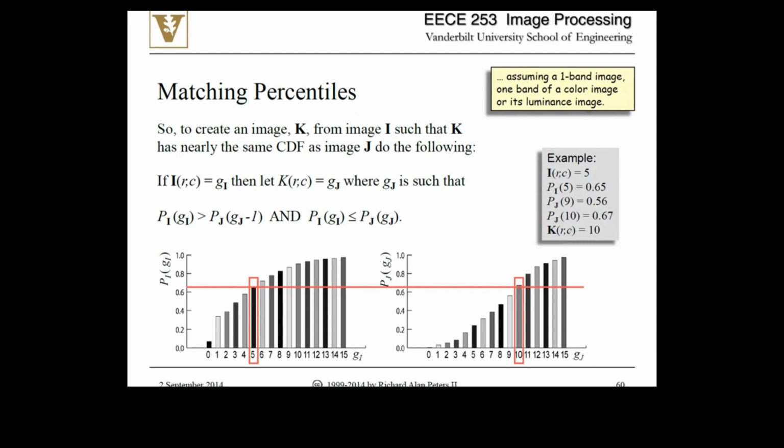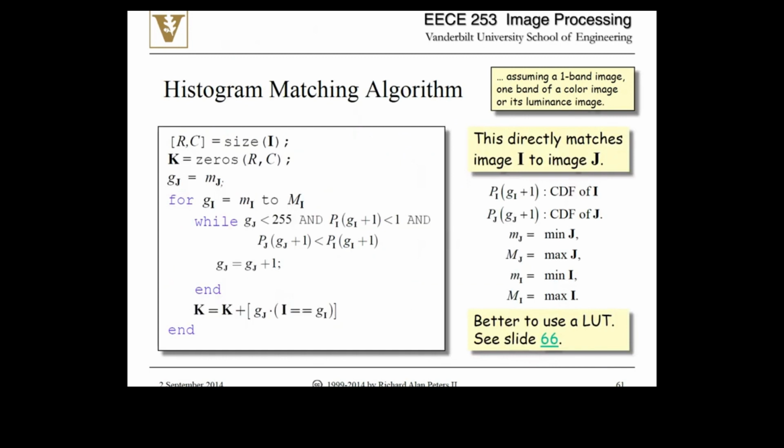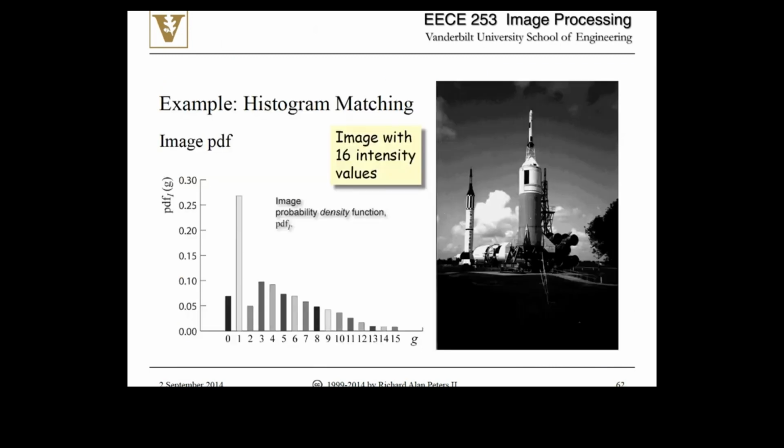So I have to find a value. If this is 65%, I have to look for a value here that approximately 65% of the values are below that point. So then my lookup table will map 5 to 10. Okay, this is the pseudo MATLAB code to do that. And let's see some examples.